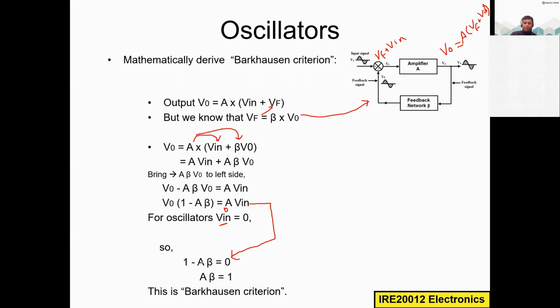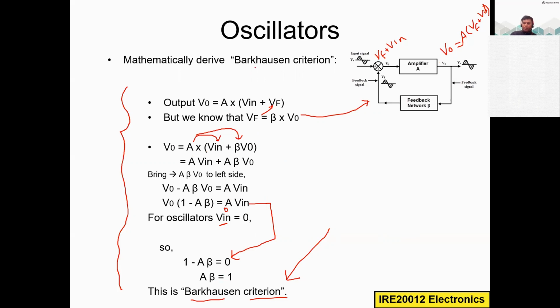So we can rewrite this equation. So A beta is equal to 1. So minus A beta minus 1, minus minus we can cancel. So A beta is equal to 1. So this is Barkhausen criterion. If I ask you to prove the Barkhausen criterion for the oscillator circuit, this is the derivation you have to do. So you are just getting the output, and then we are just replacing this VF value, and it's a very simple and straightforward derivation. Finally, it will give you A beta is equal to 1.